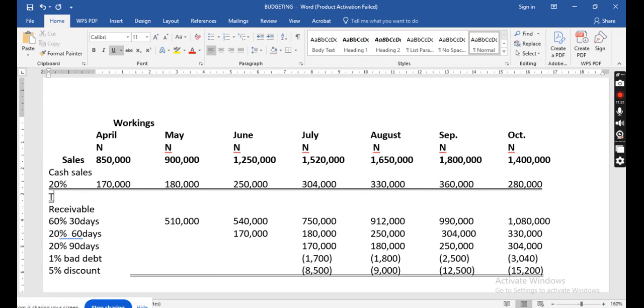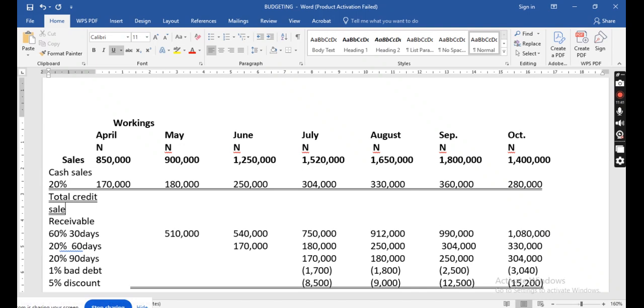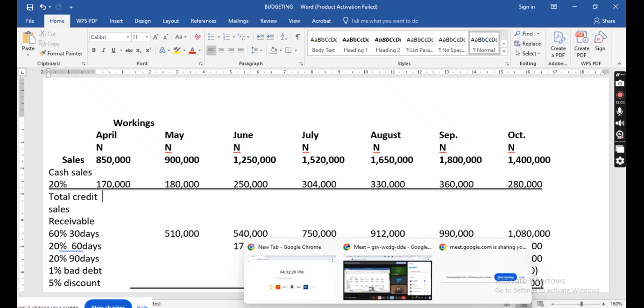So total credit sales or total receivable. You could say total credit sales or total receivable. So when you subtract, what do you have? Hello, class. 850 minus 170. Quickly. 680. 680. Right. Good.